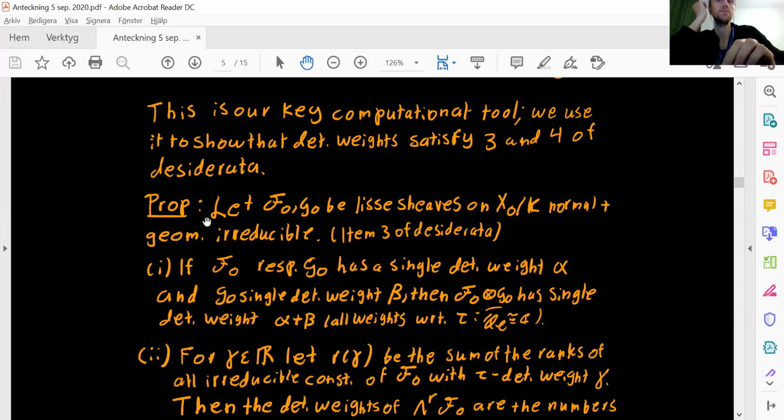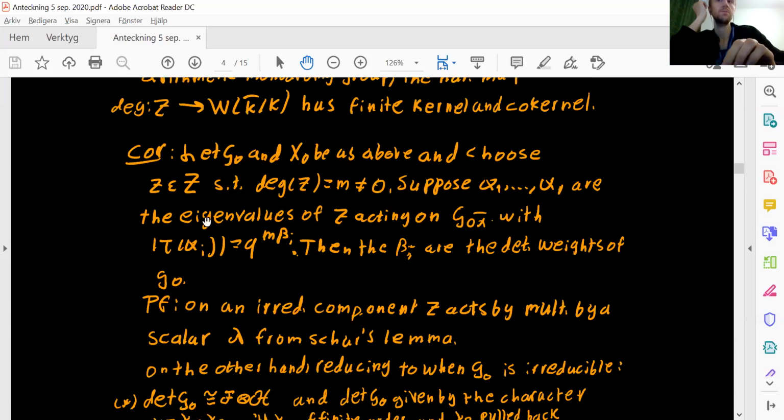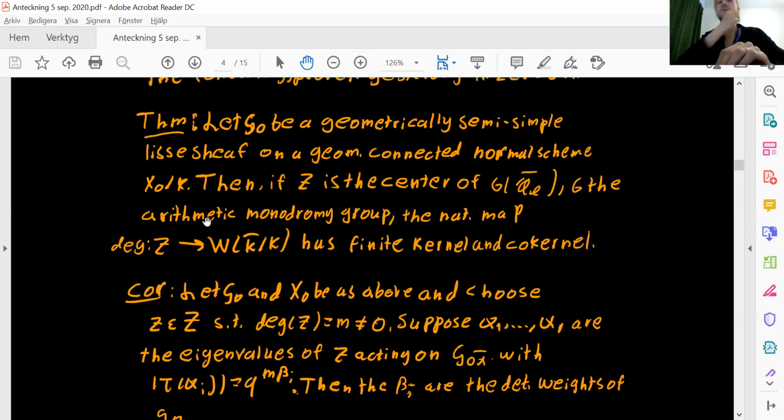Wait, Magnus? Yes. So the previous proposition was basically saying that if I have a geometrically irreducible lisse sheaf, then the determinant weight is the same as the weight? Or something? Yes. It says the following: if you have some element in the center, you can compute precisely what the determinant weight is by checking its eigenvalues.